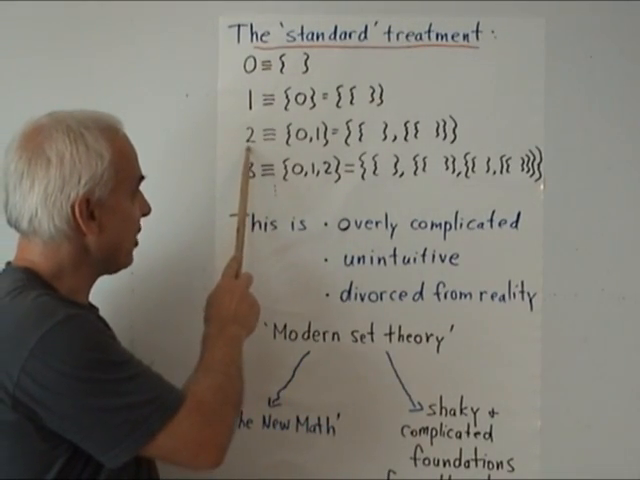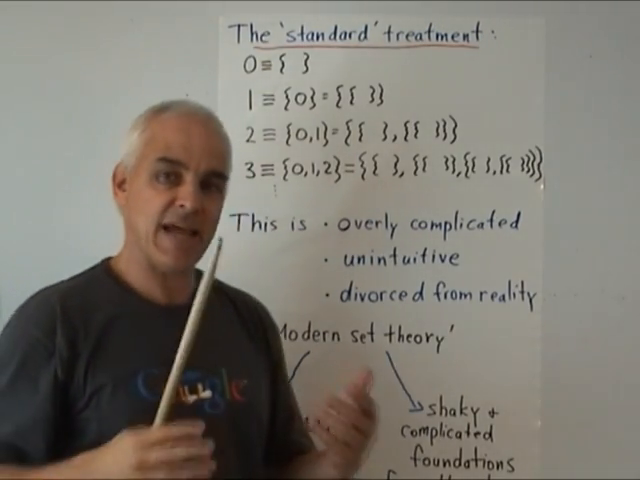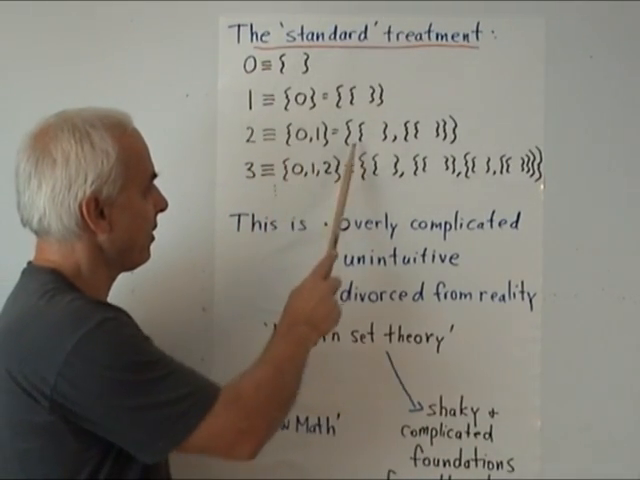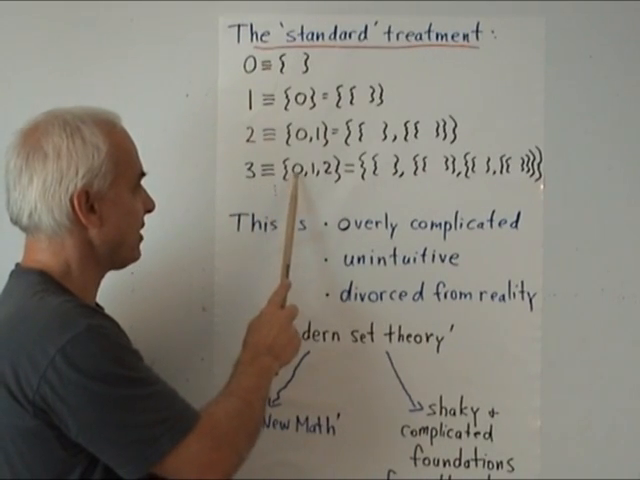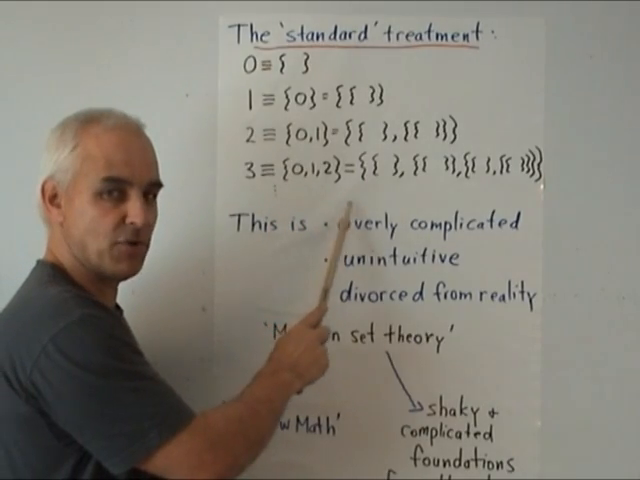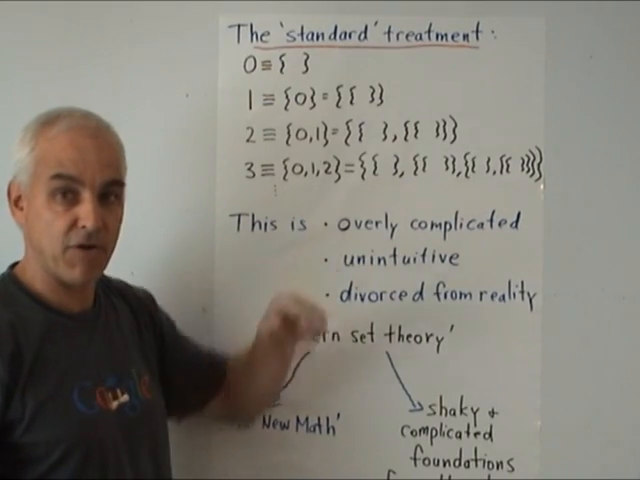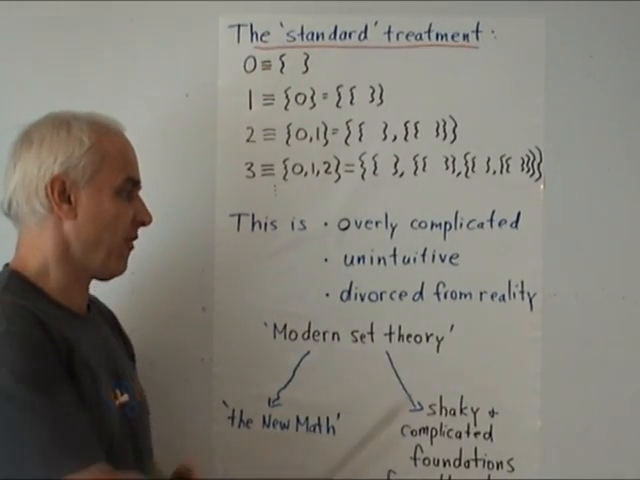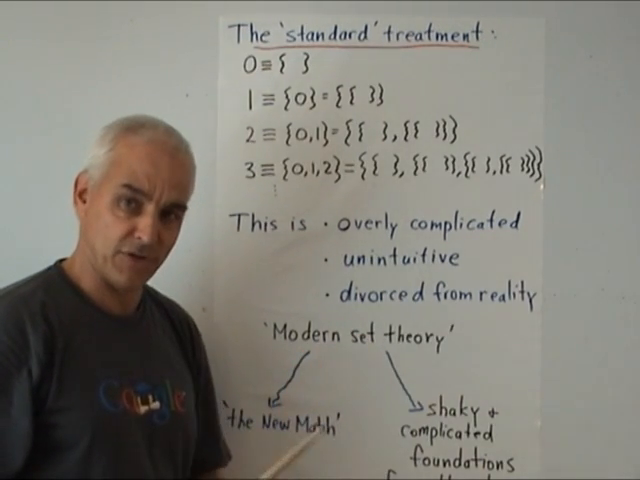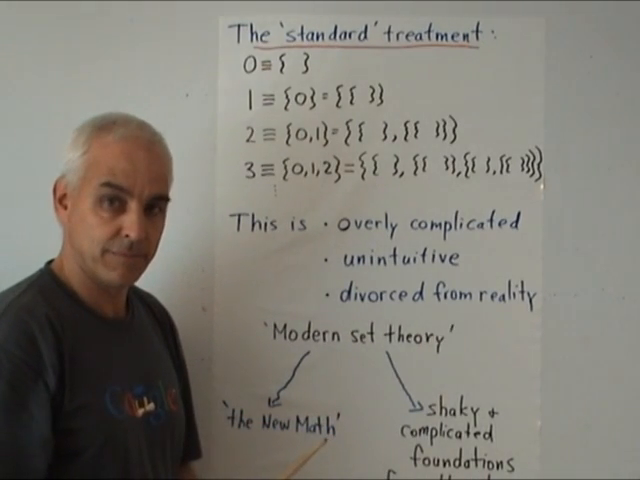However, then the idea is that all subsequent numbers are defined as sets of previous numbers. So 2 is defined as the set {0, 1}, which is this, and 3 is defined as the set {0, 1, 2}, which is this, and 4 is defined as the set {0, 1, 2, 3}, and so on. And it gets more and more complicated very quickly. So this is overly complicated. It's certainly unintuitive. It doesn't correspond to the way people think about numbers. And it's really divorced from reality.